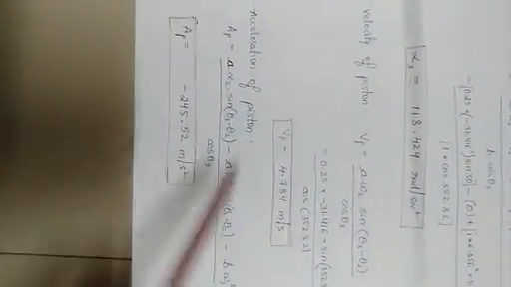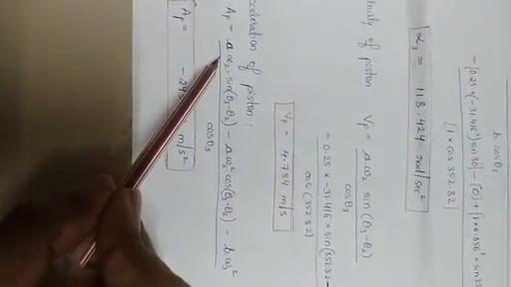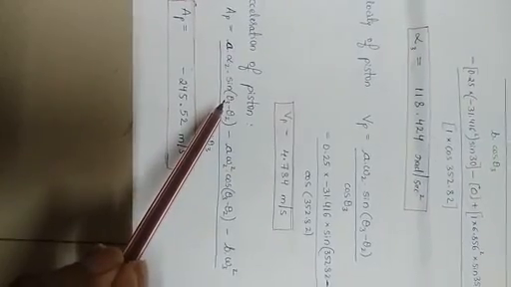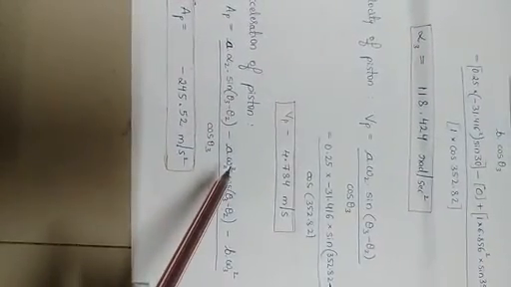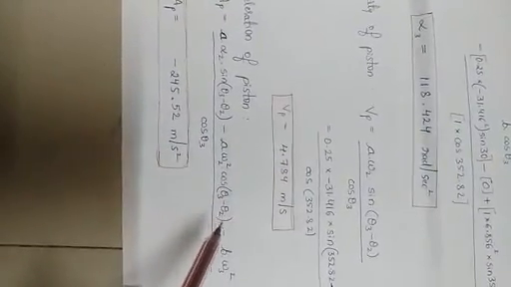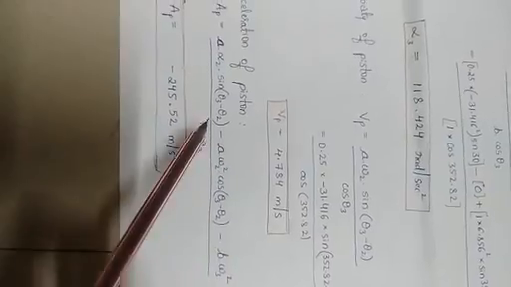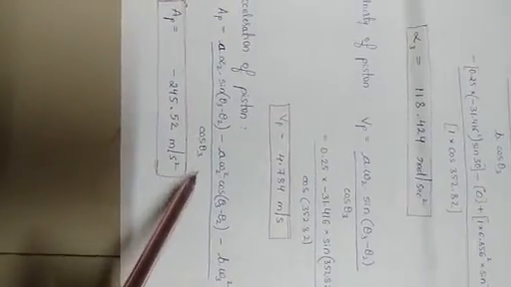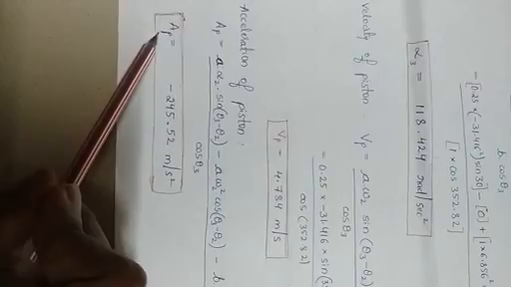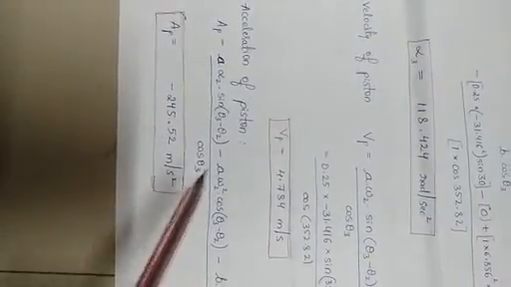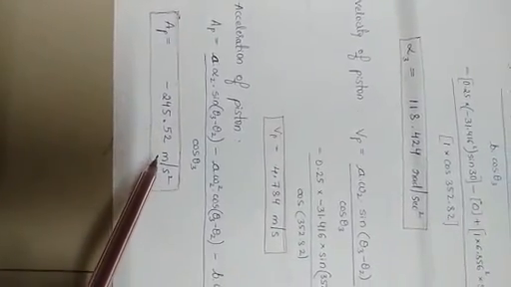Next, the acceleration of piston. Last step, acceleration of piston, AP, equals A alpha 2 sin of theta 3 minus theta 2, minus A omega 2 square cos of theta 3 minus theta 2, minus B omega 3 square, whole divided by cos theta 3. The answer will be minus 245.52 meter per second square. So the acceleration of piston equals minus 245.52 meter per second square.